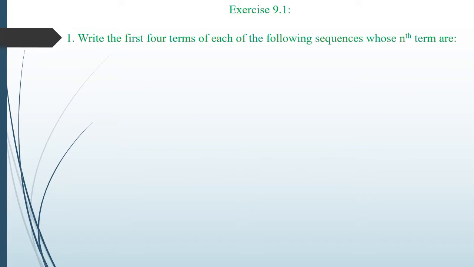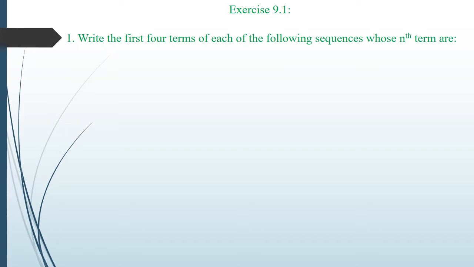Let us start with the first exercise of this chapter, that is exercise 9.1, which says write the first four terms of each of the following sequence whose nth term are given. Here in this problem statement there are many questions given which represent the nth term of that sequence. Remember, they are particularly telling about the sequence which need not be arithmetic progression itself. It may be arithmetic progression or it may not be arithmetic progression.